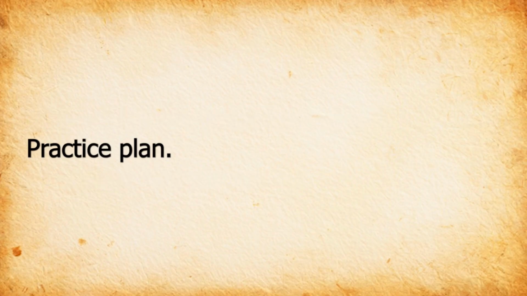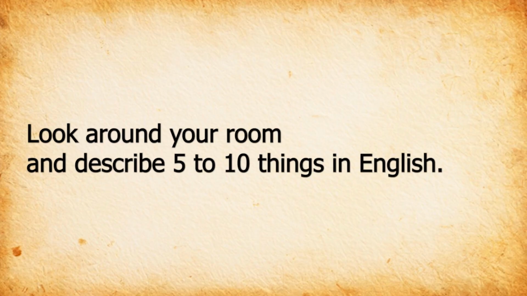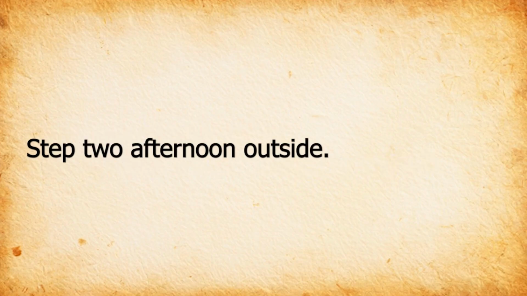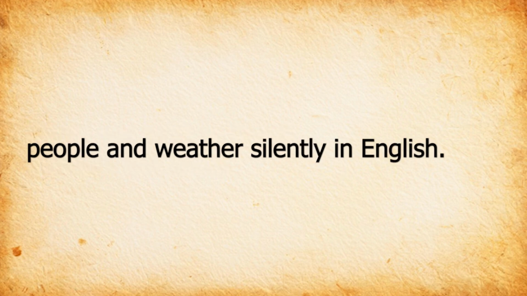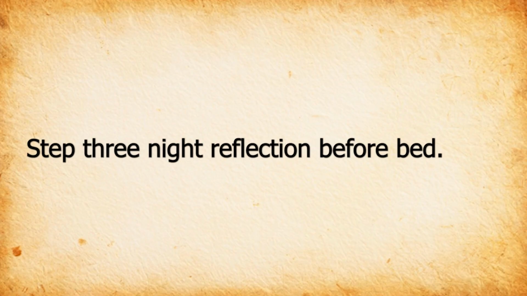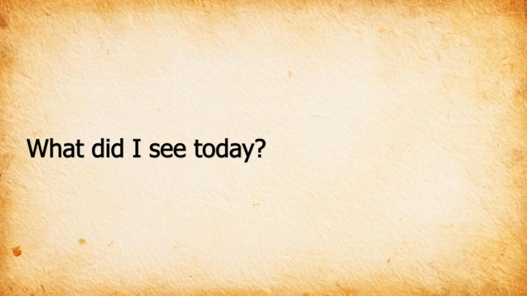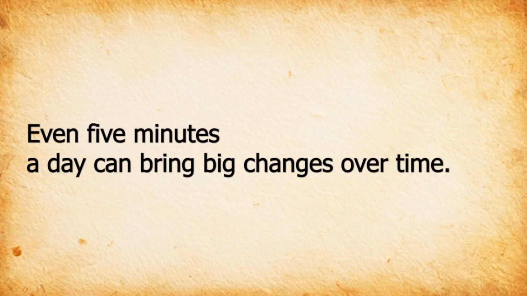Practice plan: 3 steps a day. Step 1, morning, at home. Look around your room and describe 5 to 10 things in English. Step 2, afternoon, outside. When you walk or travel, describe the street, people, and weather silently in English. Step 3, night, reflection. Before bed, think in English. What did I see today? What was interesting? What made me smile? Even 5 minutes a day can bring big changes over time.